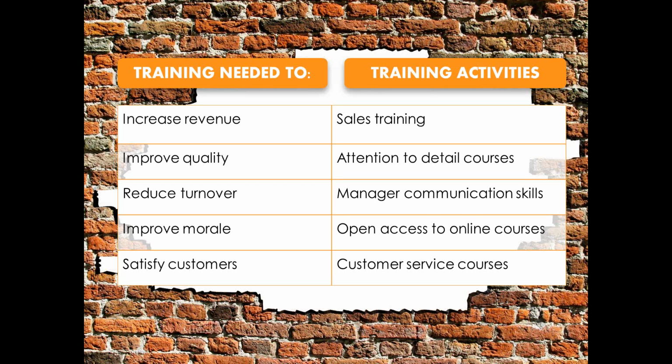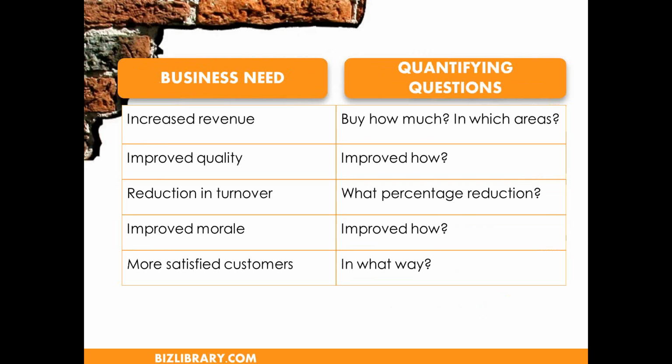Okay, so this is a good illustration. We need training to increase revenue, so the training activities could be sales training. We need to improve quality, so attention to detail courses. But when you think about it in a little different way, increased revenue, okay, when we start to quantify it, well, by how much and in what areas? If we want to improve quality, well, how do we want to improve it? So we begin to shift from just a rote sort of response to diving in and beginning to really explore the business need and really dive into a performance mindset as opposed to strictly a training mindset.